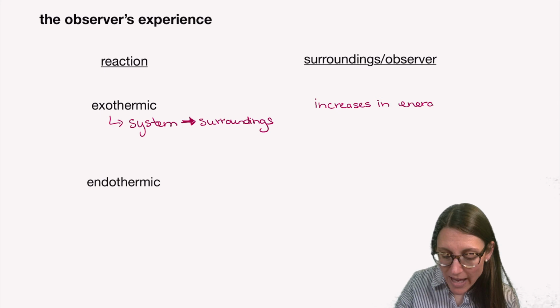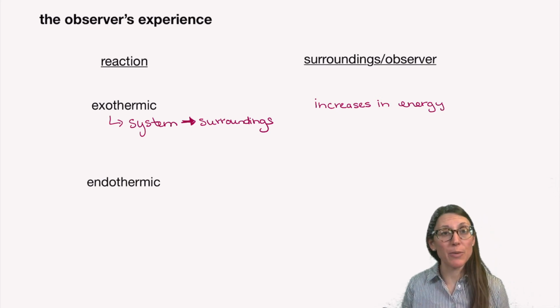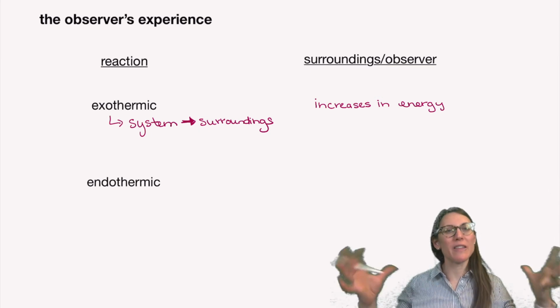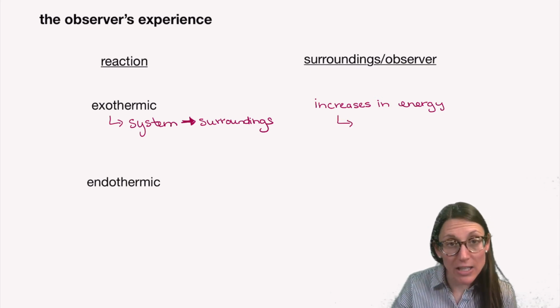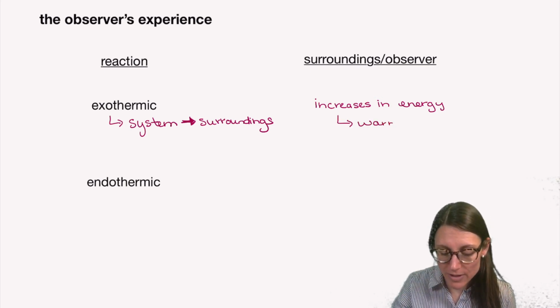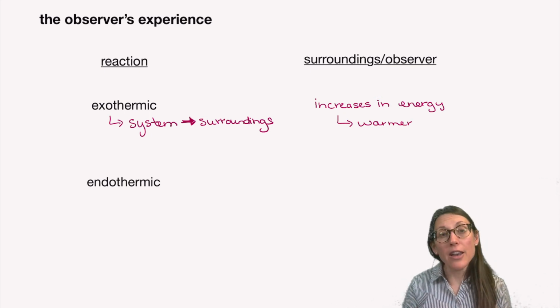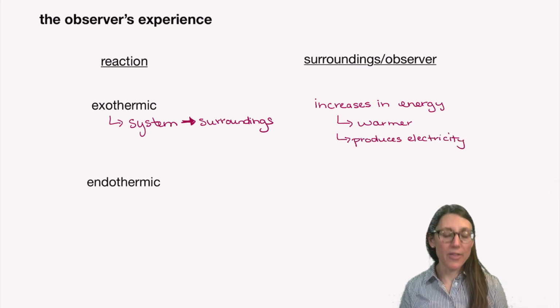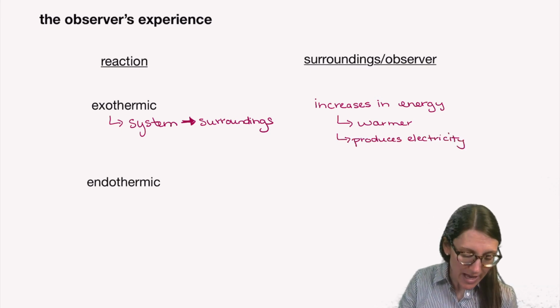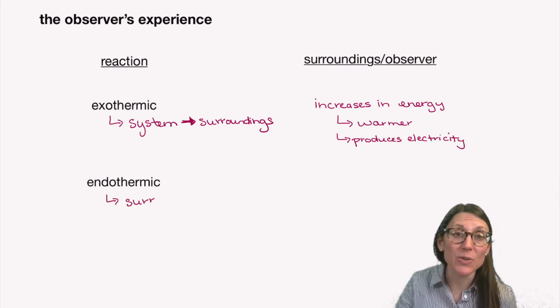And so if you gain that energy, perhaps you will have a change in temperature, as in the surroundings, whether that's the beaker of water that the reaction's occurring in, the air around the reaction, or your hand that's touching the reaction, you might experience an increase in temperature. Things might get warmer or just downright hot. Another way to harness that energy is we can generate electricity from that exothermic reaction. On the other hand, in an endothermic reaction, energy is being transferred from the surroundings into the system.